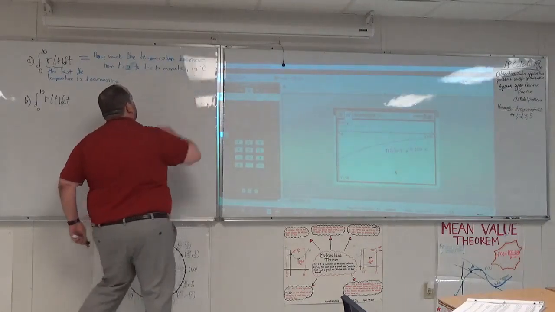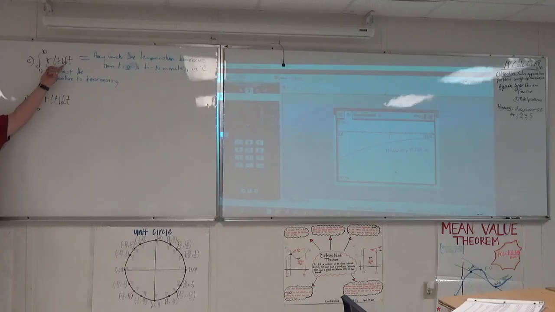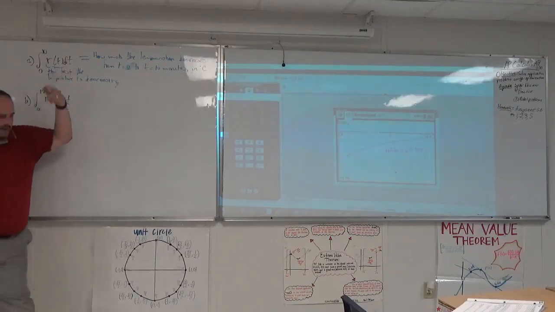And if you're not sure where the degrees Celsius is coming from, those are not the units for R of t. The units for R of t are degrees Celsius per minute. Then we look at the dt, with respect to what am I measuring time in? Minutes. I'm multiplying those two together. That's why it comes out as degrees Celsius. We good? All right, go get me part B.